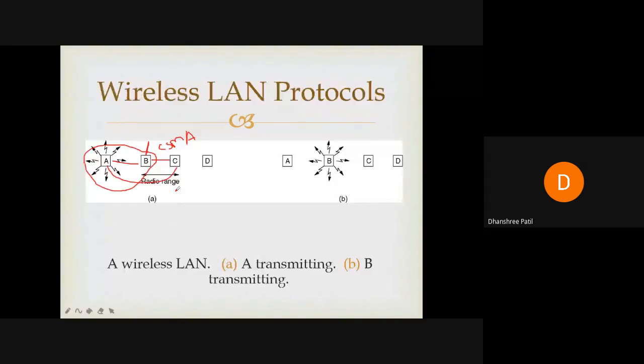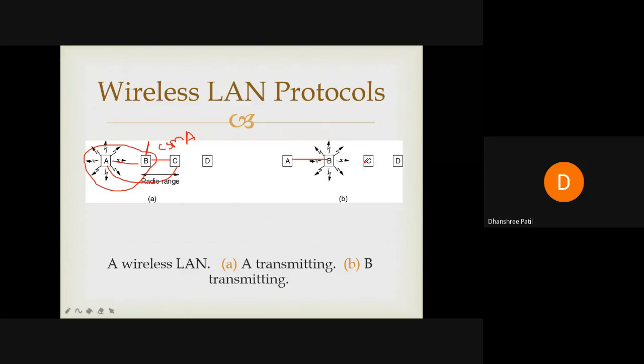First one. Now the second scenario. Again there are four stations. Now suppose B is sending. In such a case, obviously B is sending the data to A. Again, suppose CSMA is used, right?